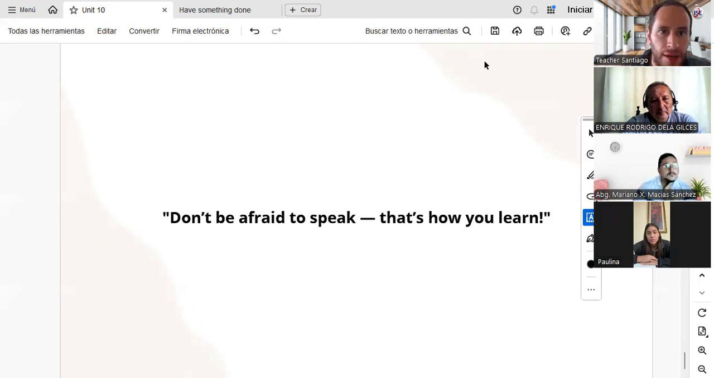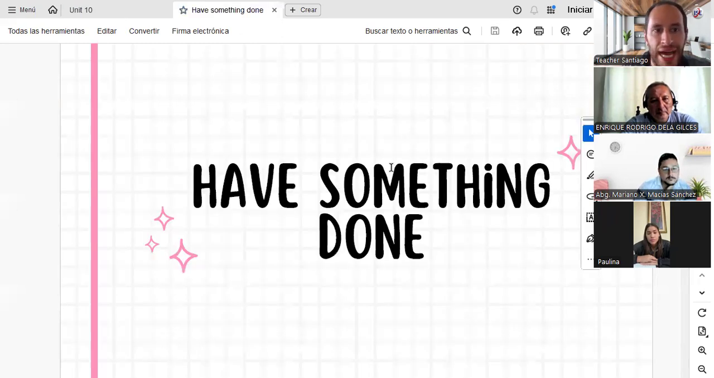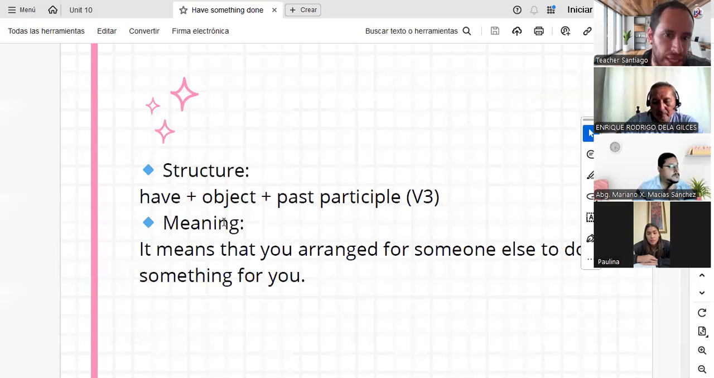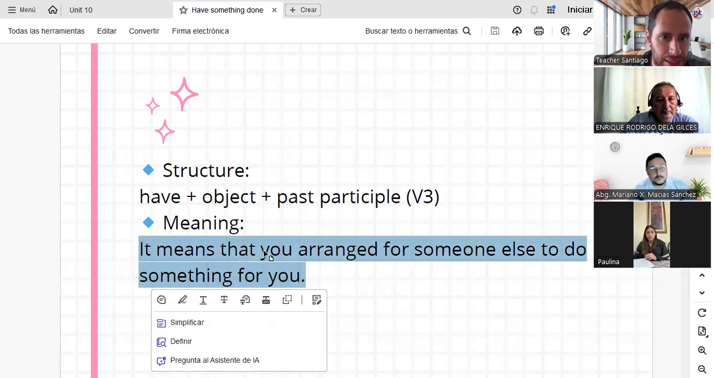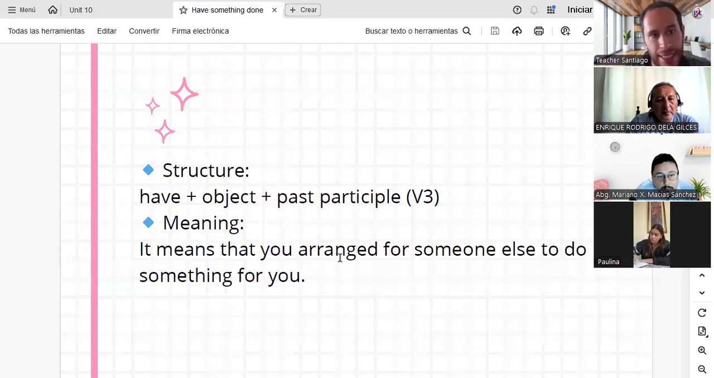Okay. Now, we're going to talk about have something done. This is the new topic. Let's start with the meaning. It means that you arrange for someone else to do something for you. Is this phrase clear? Do you understand? It means that you arrange for someone else to do something for you. Es decir, alguien hace algo por ustedes.